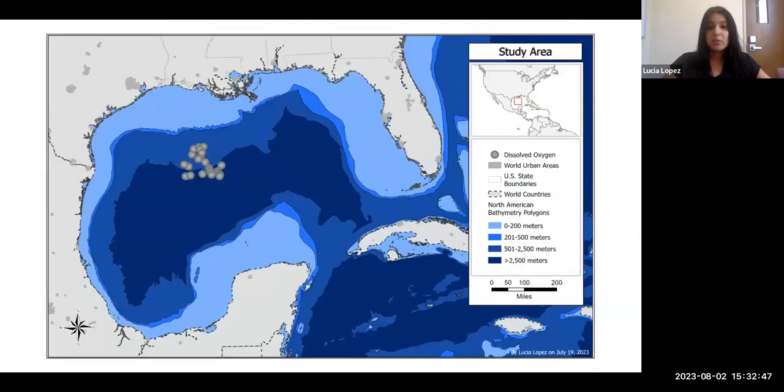So here is my research site. I chose oxygen measurements about 200 miles south of the coast of Louisiana. And one thing I really like about this map is the bathymetry, which really shows how deep the ocean can get as you move away from the shelf.